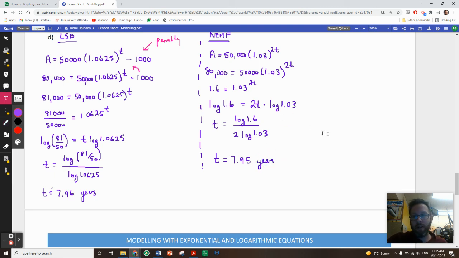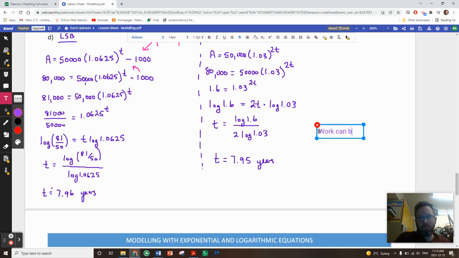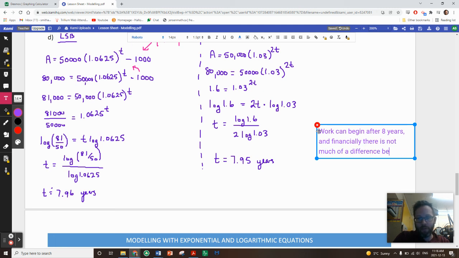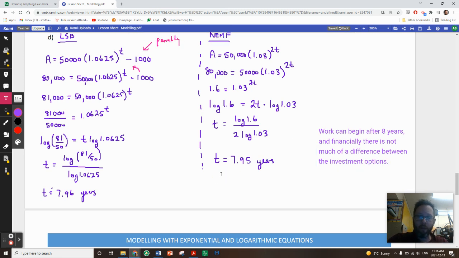So the conclusion is work can begin after 8 years. And financially, there's not much of a difference between the investment options. For this particular context, right? If I was saving for like 200,000 in the future, clearly the Lakeside Savings Bond, we showed that long term with no penalty, it's growing faster. But for this particular problem, it wouldn't matter which one we invest with. But there might be other things to consider.